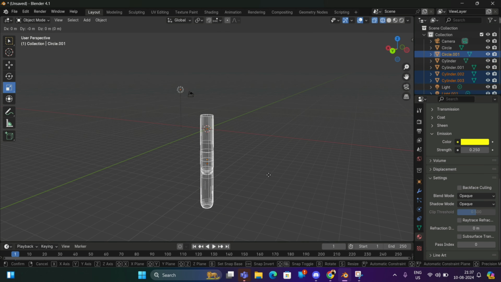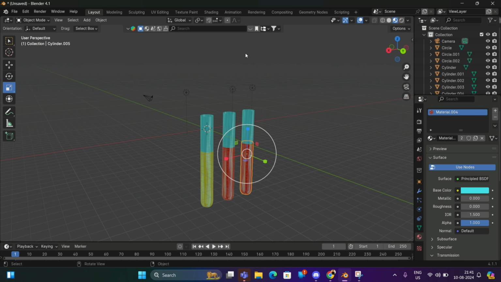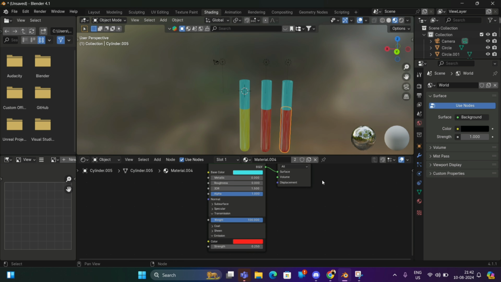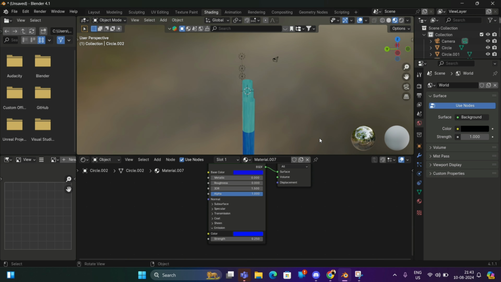So I duplicated this test tube and accordingly I gave it another set of compound, or say the chemical, in the test tube, which is red in color, and then I duplicated it into a third test tube which can contain the blue solution, which can also be called CuSO4, copper sulfate solution.